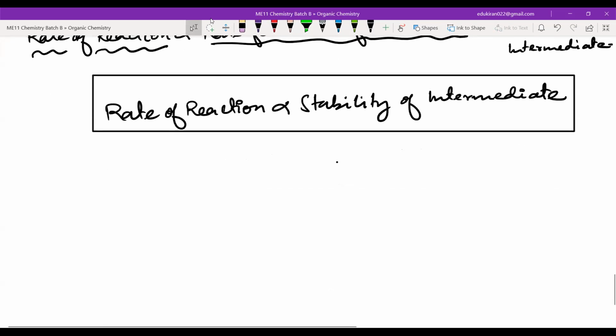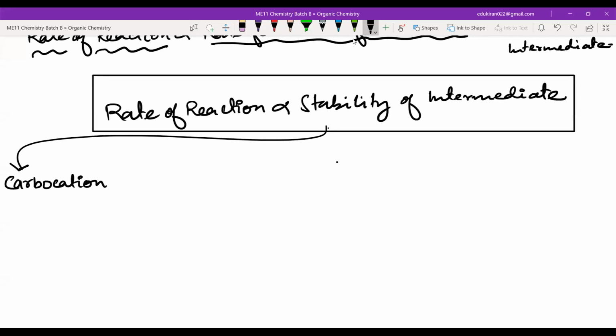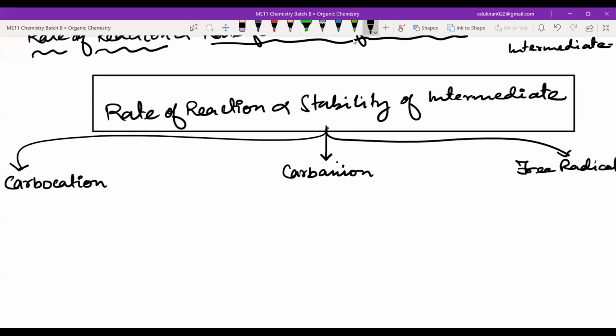We have seen three types of intermediate. We'll be looking at carbocation, carbanion, and free radical. Carbocation means a carbon with 3 bonds and a positive charge. Carbanion is a carbon with 3 bonds and a negative charge. That means it has an extra pair of electrons. It has how many electrons? 1, 2, 3, 4, 5, 6, 7, 8 electrons. Okay, it has 8 electrons.